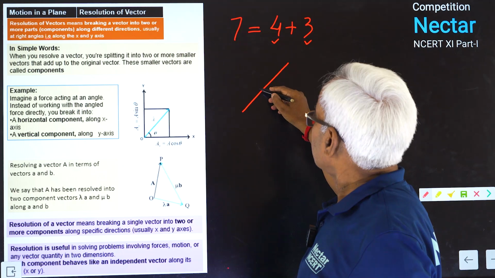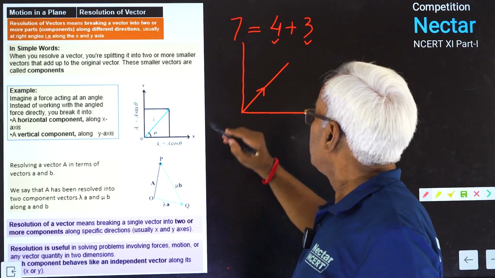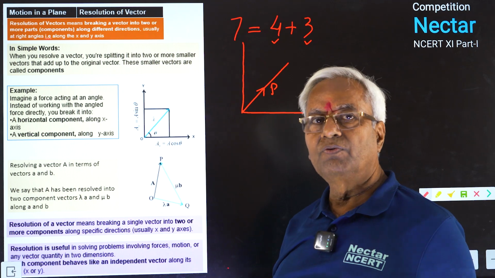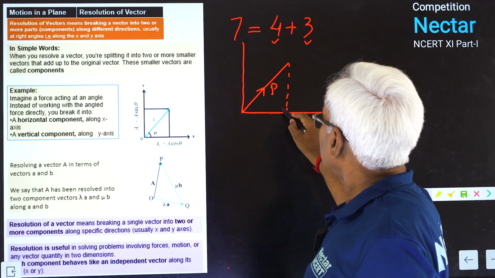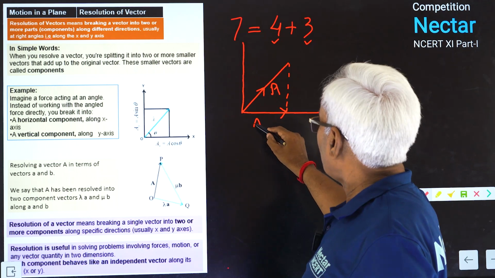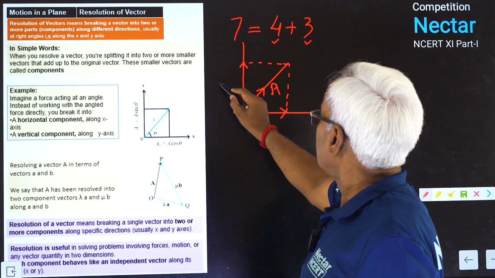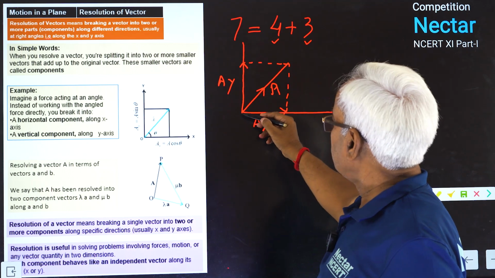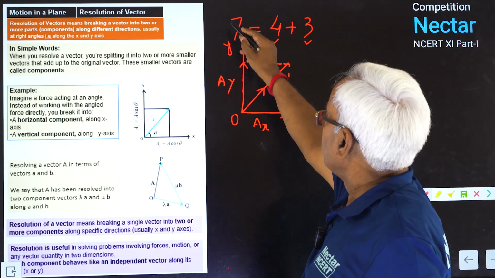A vector is given and you are interested to find components of this given vector along the 2 axes, that is x and y. You draw the projection of this vector on both the axes. This becomes the component along x-axis, and this becomes the component along y-axis. This is vector A, and you have its component along x and along y-axis.